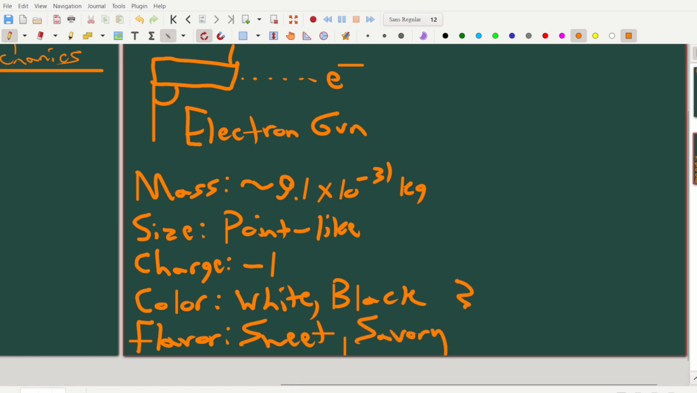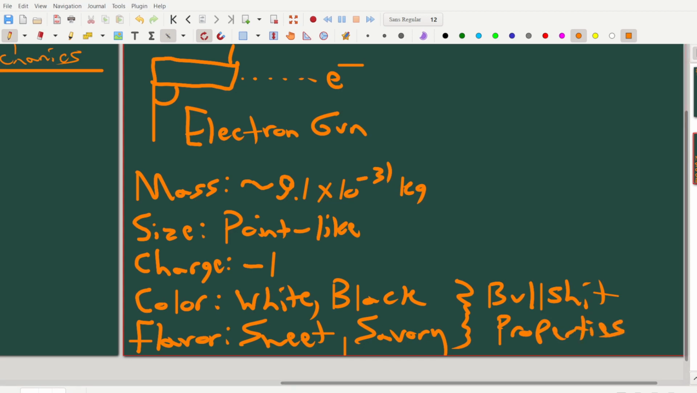And I'm just going to make sure to tell you guys that these two are made-up properties. They're not real. Just to remind you, they don't actually have color and flavor. But as we'll see later, these can be analogs for spin. Spin is a binary property, and it actually has two components, color and flavor, that we're representing.